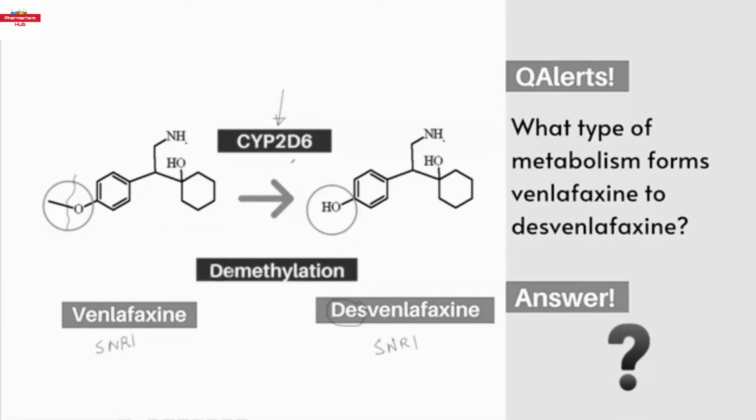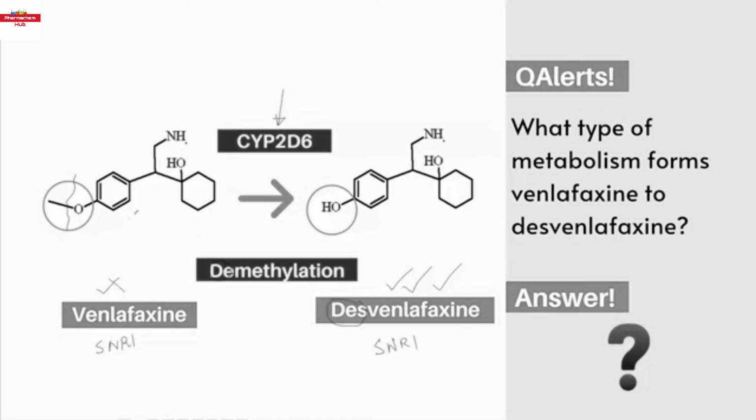If the patient is already taking a medication that is a CYP2D6 inhibitor, would you choose venlafaxine as the drug of choice, or would you choose desvenlafaxine? I would choose desvenlafaxine, because desvenlafaxine does not require the CYP2D6 enzyme for its metabolism. It does not require it because it is already metabolized. So if the patient is already taking a CYP2D6 inhibitor, this can be a good option.